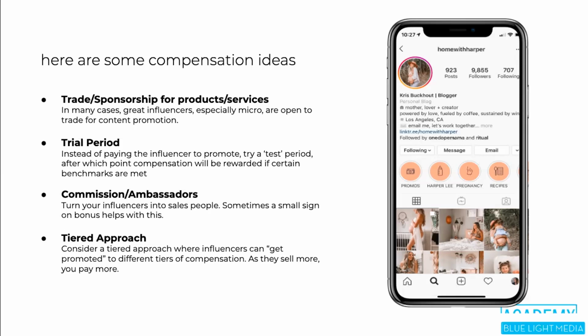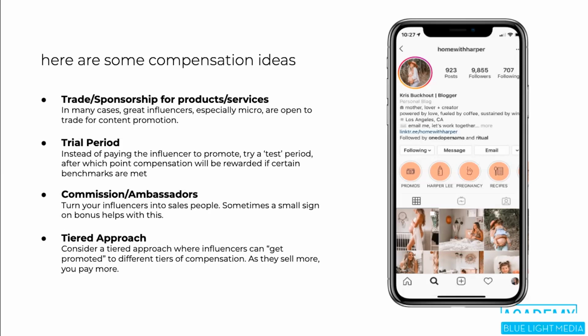But there are other ways to compensate your influencers that aren't based off of a flat fee. For example, you can definitely do trades or sponsorships of products. If you're a fitness brand, you can offer to supply the influencer with 6 months worth of protein and pre-workout. There's also a trial period that you can try. Instead of paying the influencer to promote, try a test period, and after you can gauge how well the influencer works for you, then you can set up some sort of compensation plan.